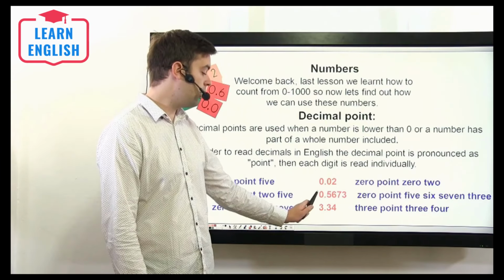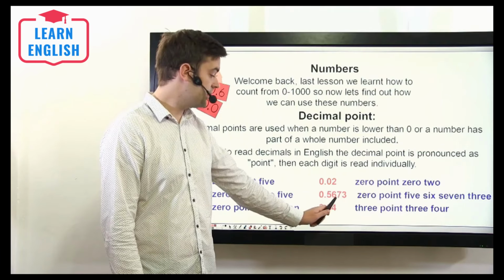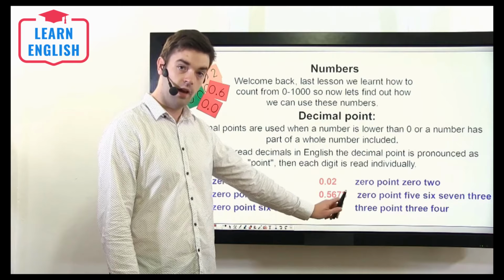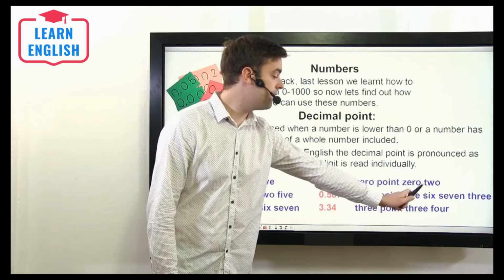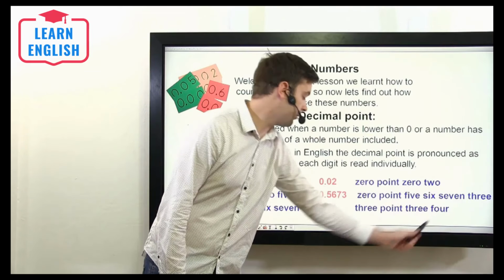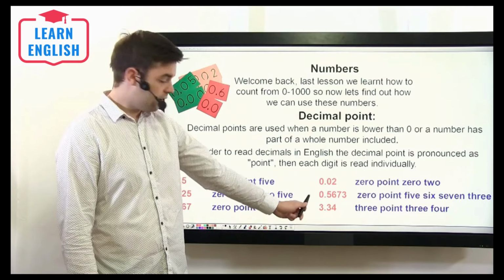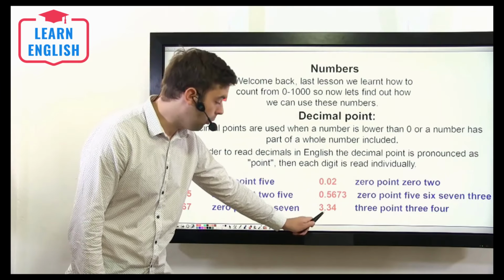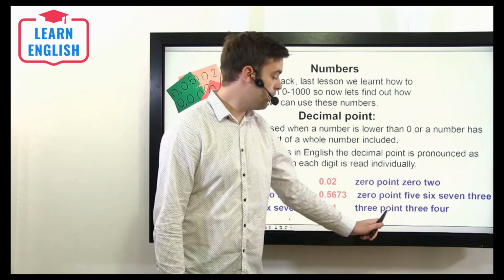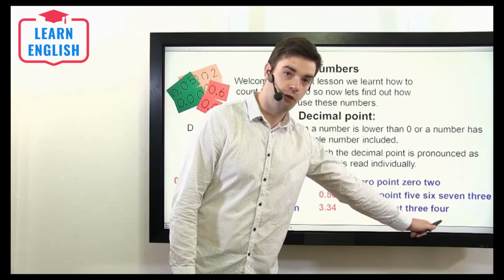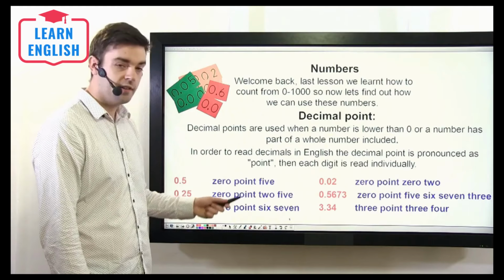Here we have 0.5673. 0.5673. Here we have 3.34. 3.34. So these are the decimal points.